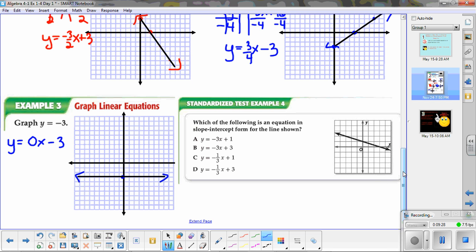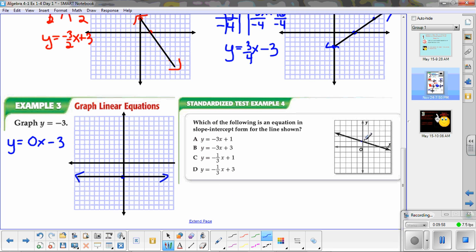Now the last example, which of the following is an equation in slope-intercept form for the line shown? This is a good example of something you might see on an MCA test in the future. One thing you can do is see if there's any choices you can eliminate. First of all, when I look at the line, it's going downhill, so I know it's going to be a negative slope. So I would look at all of these slopes, and they are all negative, so I can't get rid of any choices there.